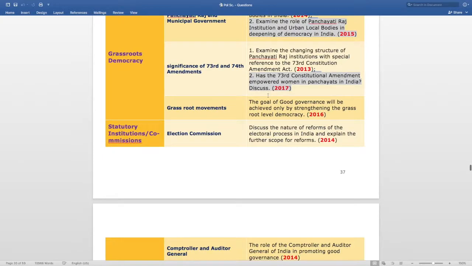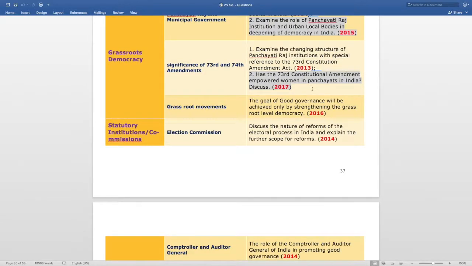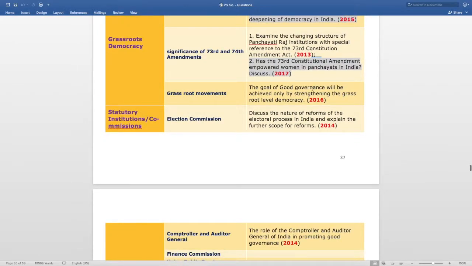The next subtopic is significance of the 73rd and 74th Amendments. Question is: examine the changing structure of Panchayati Raj institutions with a special reference to the 73rd Constitution Amendment Act. It is asked in 2013. Has the 73rd Constitutional Amendment empowered women in panchayats in India? Discuss. This question is asked in 2017.